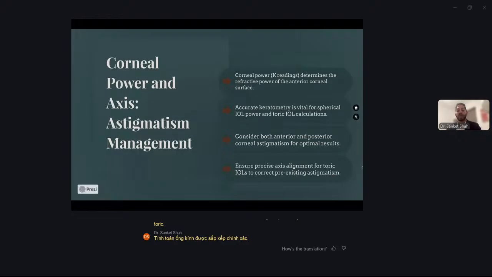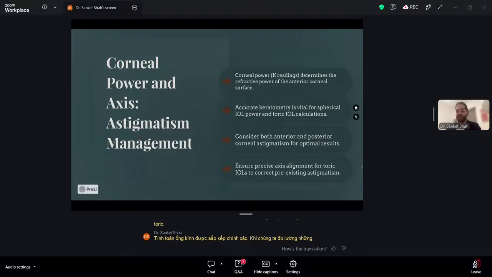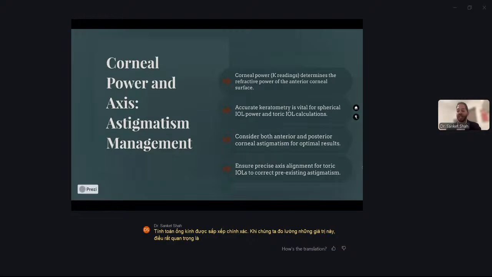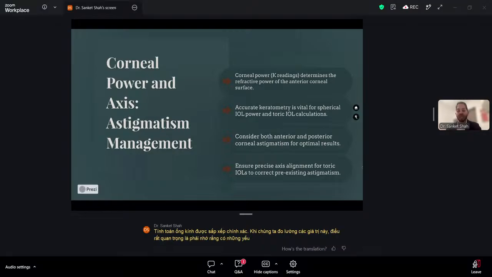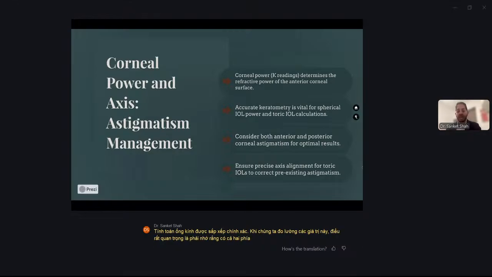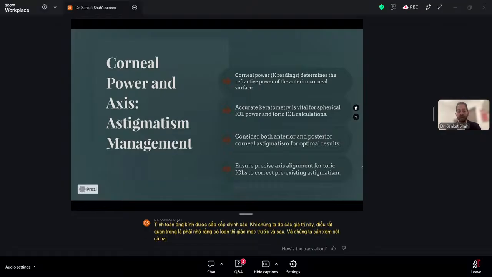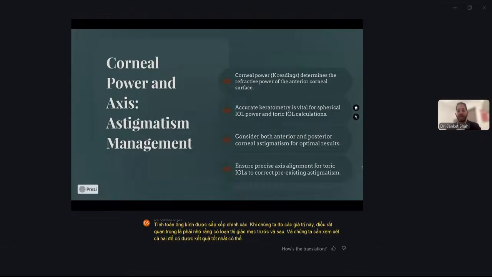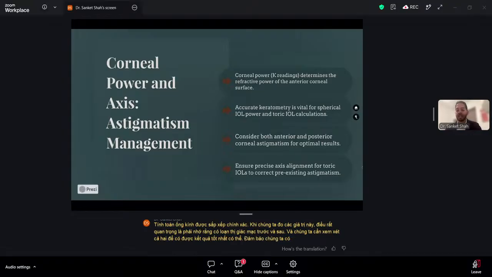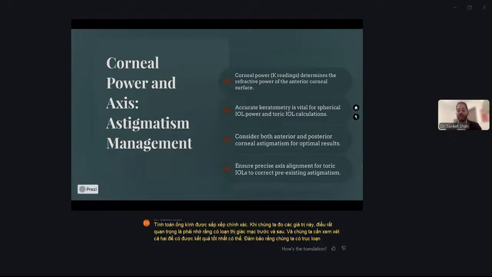When we're measuring these values, it's very important to remember that there is anterior and posterior corneal astigmatism, and we need to consider both of these to obtain the best results possible. Making sure that we have a correct axis of astigmatism is going to be paramount for correcting the astigmatism using toric intraocular lenses.